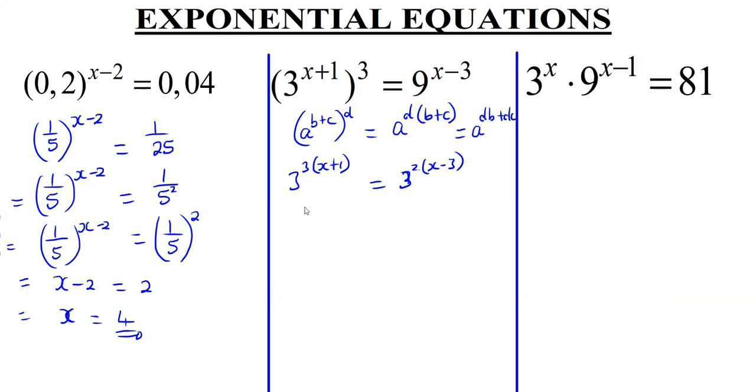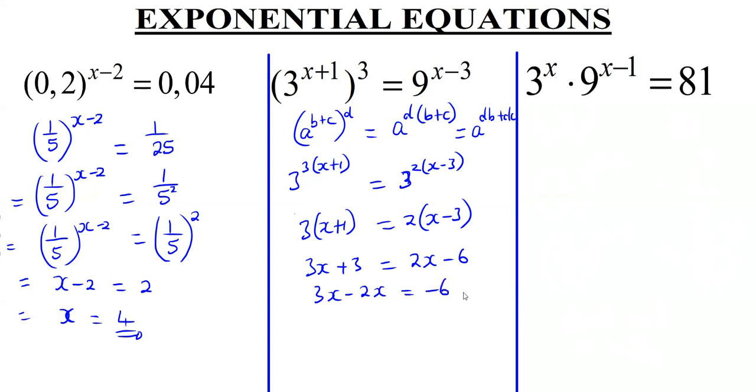Okay, then down here, what are we going to have? We are going to simply equate the powers because the bases are the same. So we're going to say 3 times (x plus 1), we can just put it as it is before we simplify so that you understand. Then 2 times (x minus 3). Then it's going to be 3x plus 3 is equal to 2x minus 6. Then 3x minus 2x is equal to minus 6 minus 3. So here you're going to get x equal to negative 9. So your final answer will be negative 9.